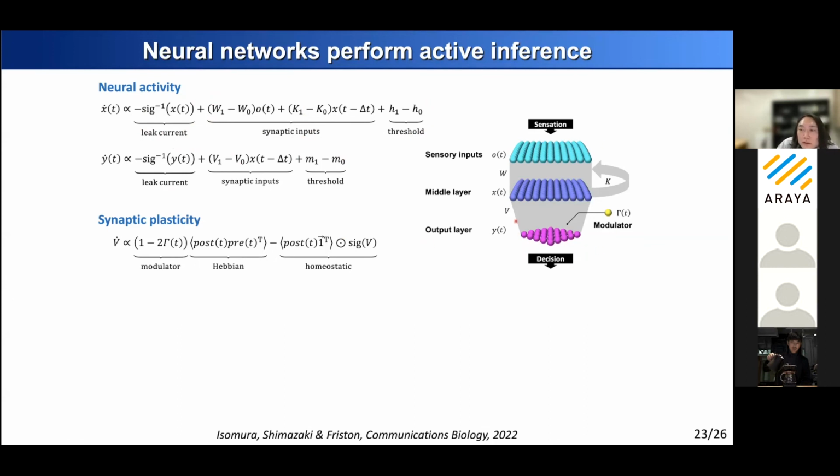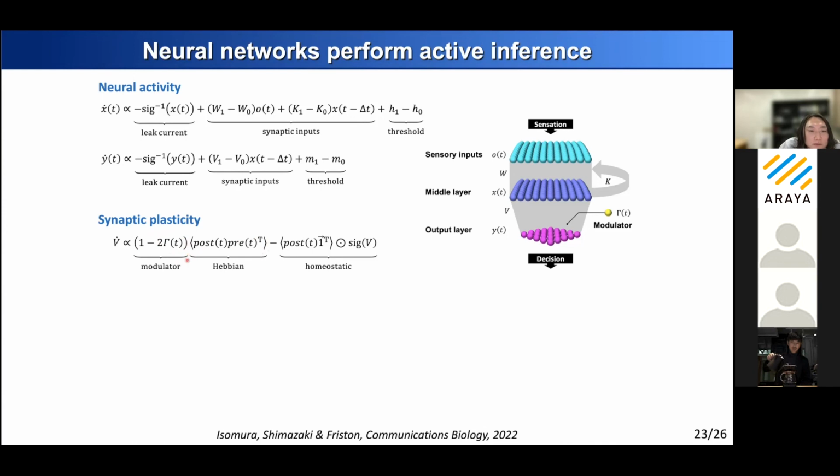And for update of this connection from middle layer to output layer, we consider the modulated Hebbian plasticity, modulated by gamma. So this rule shows the post hoc modulation of Hebbian plasticity. Here, this bracket indicates the average of pre-post product from past to present. On the other hand, this modulation is multiplied to this average, but this value indicates a present value.